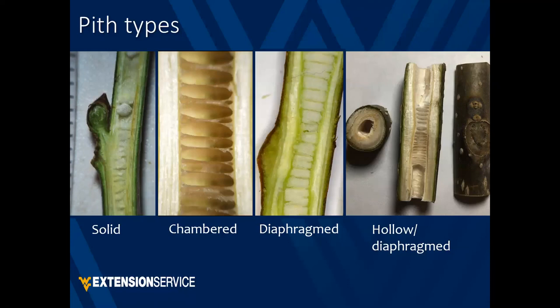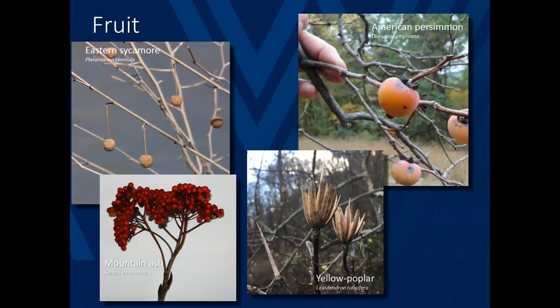Now fruit, I don't talk about this very much, and sometimes it's helpful. Some people say, hey, why don't we do a tree ID workshop with fruit and flowers? Well, if leaves are ephemeral, fruit is a lot more ephemeral. But some of these things will persist through the winter and stay on for a pretty long time. The mountain ash down there on the left-hand side, and the American persimmon, these real fleshy things. Of course, the animals like this, so they're not going to last for a long time.